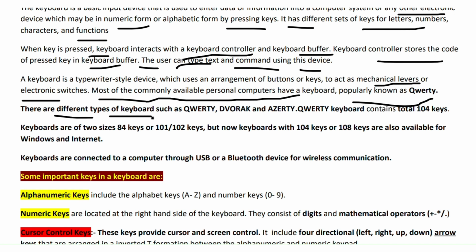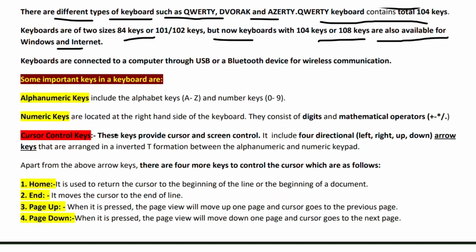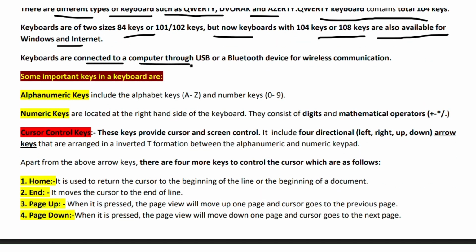There are different types of keyboards such as QWERTY, Dvorak, AZERTY. क्वर्टी कीबोर्ड कंटेन्स टोटल 104 कीज होते हैं। उसमें जो हम लोग यूज़ करते हैं वो क्वर्टी कीबोर्ड यूज़ होता है। कीबोर्ड्स आर ऑफ टू साइजेस लाइक 84 कीज और 101 या 102 कीज होते हैं, बट नाउ कीबोर्ड्स विद 104 कीज और 108 कीज आल्सो अवेलेबल फॉर विंडोज एंड इंटरनेट। ठीक है, कीबोर्ड्स आर कनेक्टेड टू अ कंप्यूटर थ्रू USB और a Bluetooth device for wireless communication.